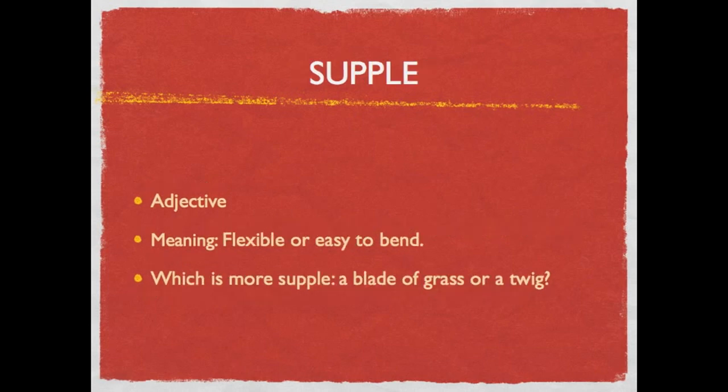The next word on the list is supple, which is also an adjective. The meaning of supple is flexible or easy to bend. This word, supple, is often confused with the previous word, sinuous. They have very similar meanings, but supple would be used to describe an object that is flexible, whereas sinuous describes more of a motion or movement that an object or person might be making. So it's a very subtle difference, but they do have a very close meaning. Think about this question. Which is more supple, a blade of grass or a twig? Write your answer on your vocab sheet.